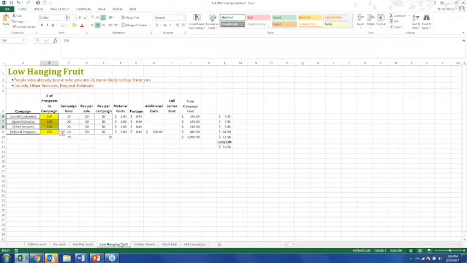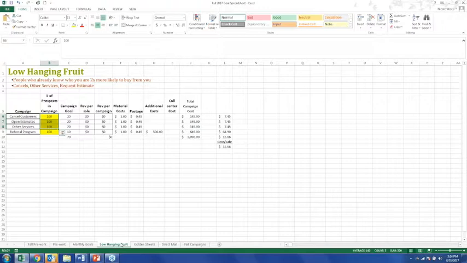Same thing, if they requested an estimate, who knows why they didn't buy? Maybe the time wasn't right. Maybe they never got around to it. Maybe their neighbor sold them on somebody else and they're not happy. But they've already heard about you. You already know they're qualified and they're interested in lawn care. Go after them again, okay?